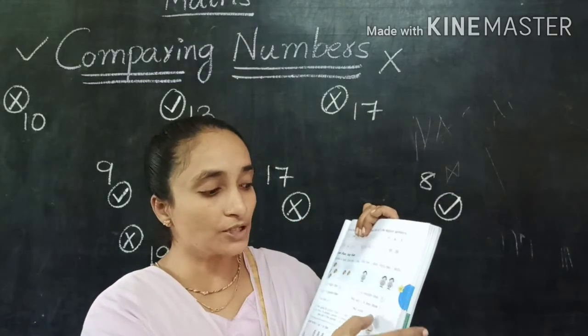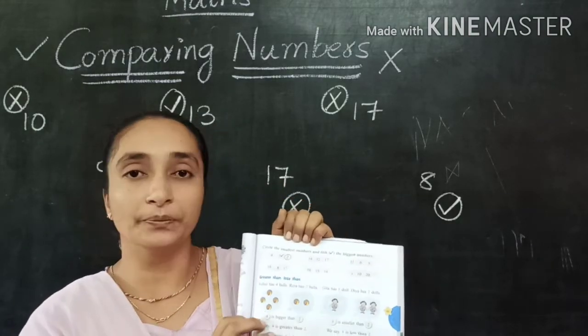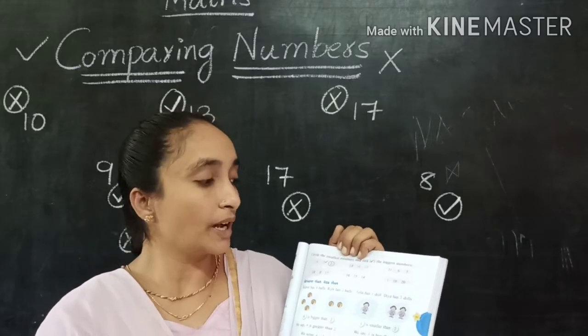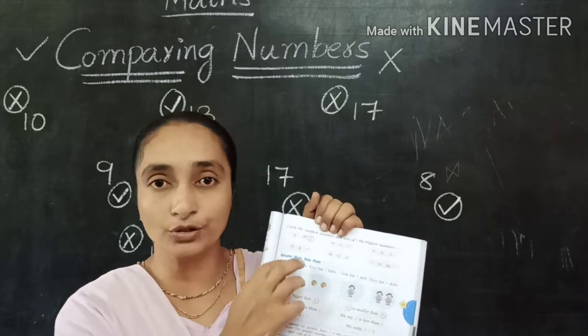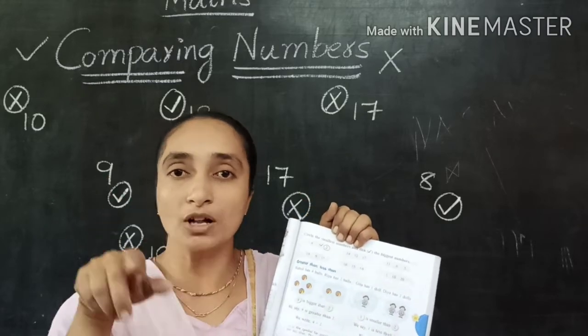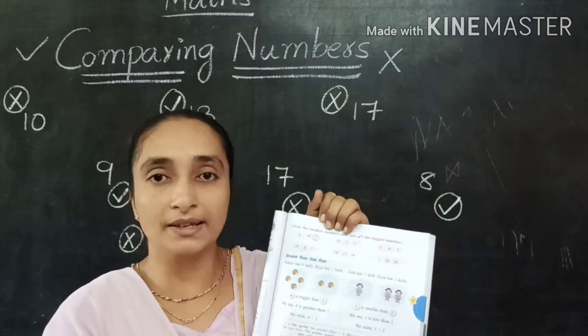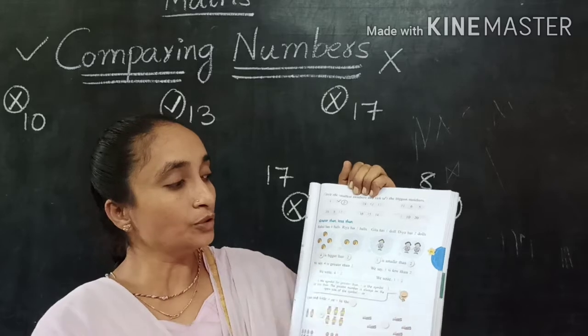On the next page, page number 89, also here we have the circle. Here they say circle the small number and tick the biggest number. So for the big number you have to give the tick mark, and the small number you have to circle. So this is also a very easy one. You can do it in your textbooks, children. Now come to another topic.